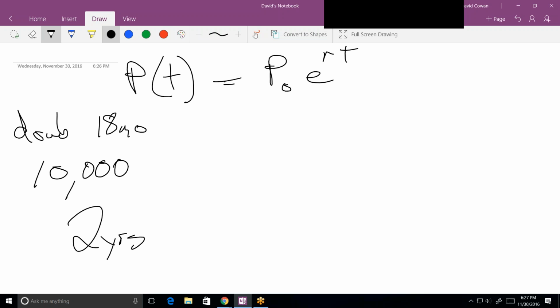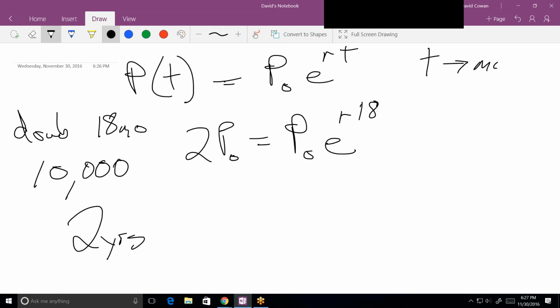So it doubles in 18 months. It starts with 10,000. Doesn't really matter. Notice that to figure out R, we don't need to know what P sub 0 is. Because we know that if it doubles, it's going to go to 2P sub 0. So I can say 2P sub 0 equals P sub 0 times e to the R 18, where time is in months. Because I'm always dividing by this P sub 0, it cancels out with this P sub 0, and I get 2 equals e to the 18R.